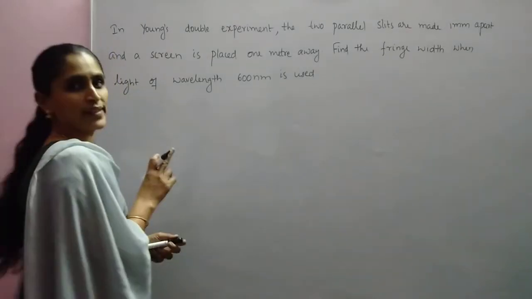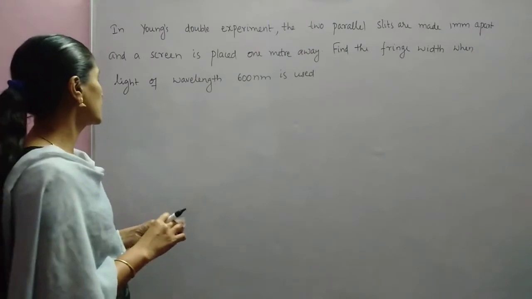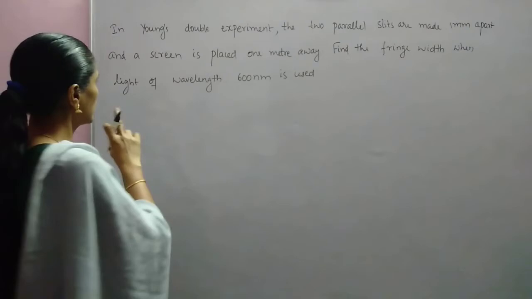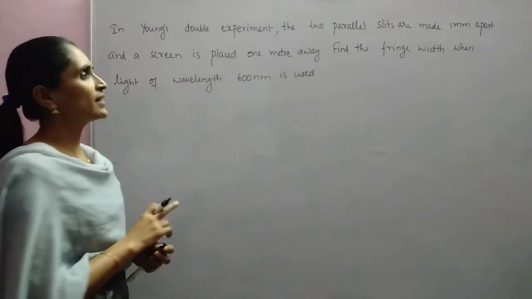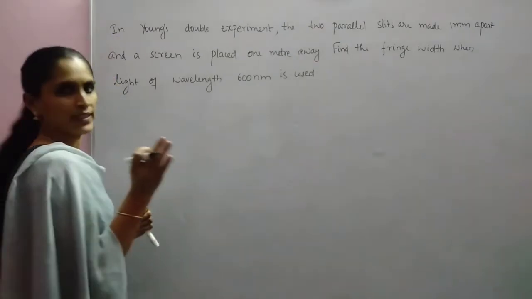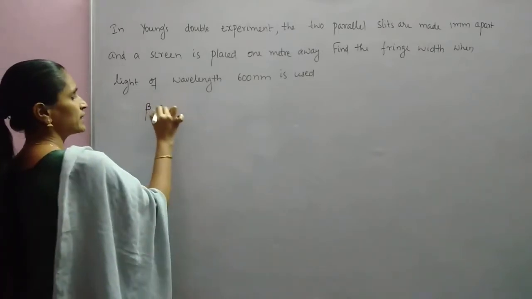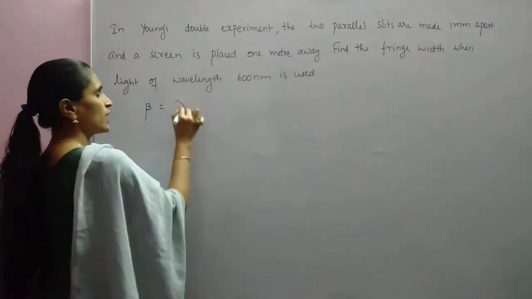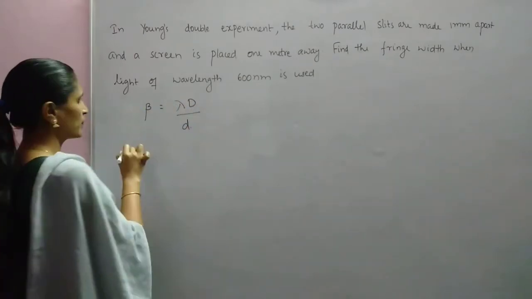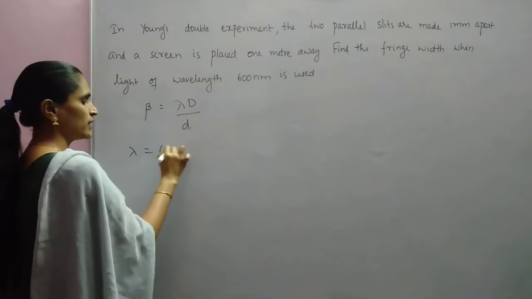In Young's double slit experiment, the two parallel slits are made 1 millimeter apart and a screen is placed 1 meter away. Find the fringe width when light of wavelength 600 nanometer is used. Okay. So already we discussed in the previous video, the expression for fringe width is given by beta is equal to lambda into capital D by small d. And what is lambda? Lambda is the wavelength of light. It is given 600 nanometer.